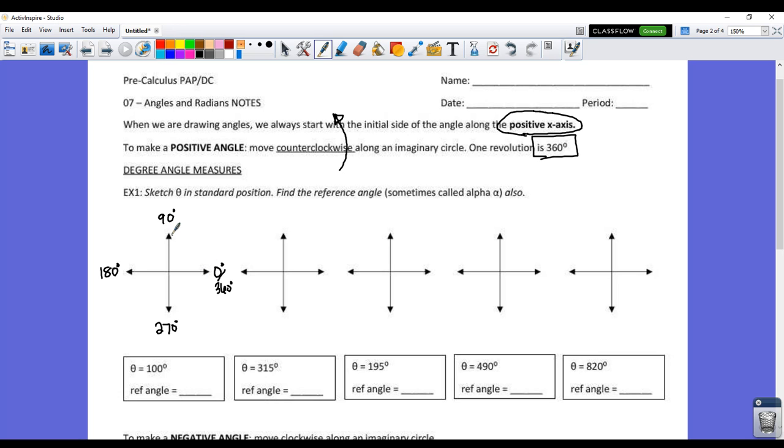Then we'll add 90 to make 450, and then add another 90 to make 540, and all the way around the circle. You keep going around and around, and we get more and more angles.